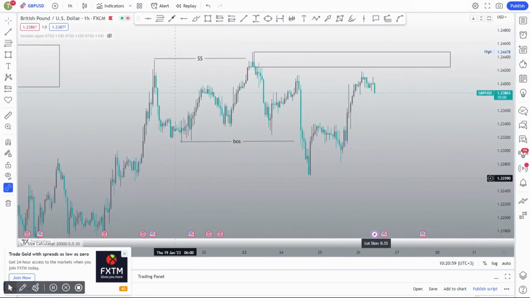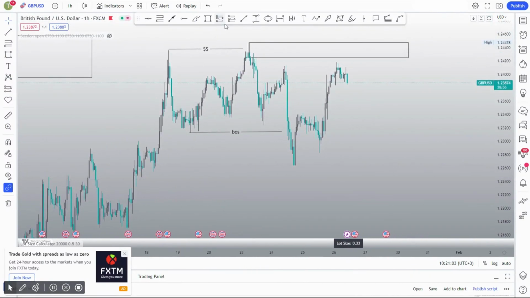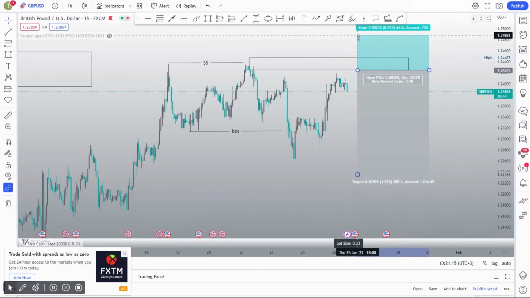So what we want to do is put our entry point at this level here. I'm going to do that right away. That will be our entry.